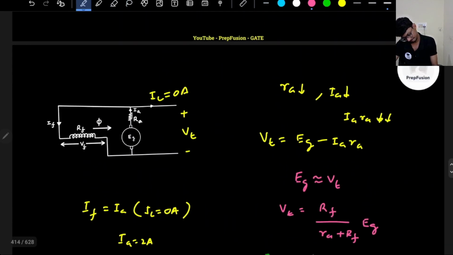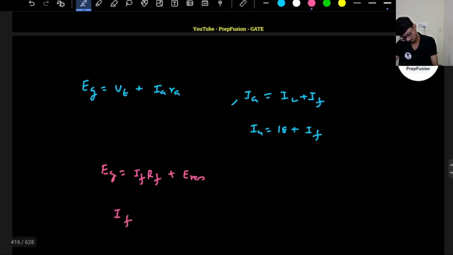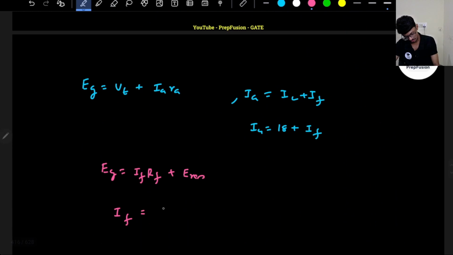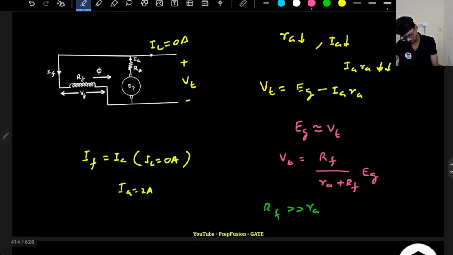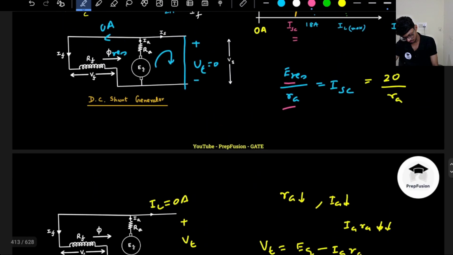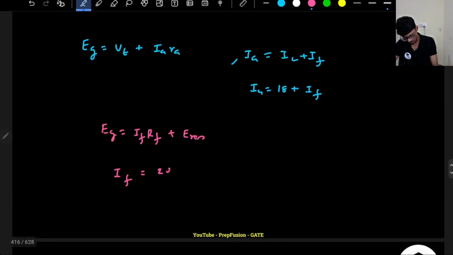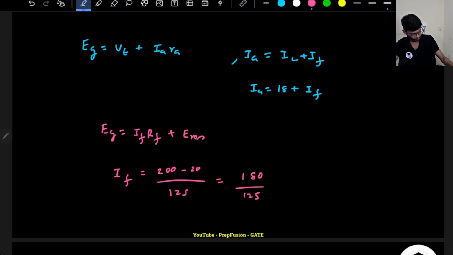So If current here will be equal to Eg minus E residual, divided by Rf. Eg in this case is 200 volts, and E residual was 20 volts. So 200 minus 20, divided by 125, is 180 divided by 125, which is 1.44 amperes. From here I can directly say what my Ia current will be: 19.44 amperes.